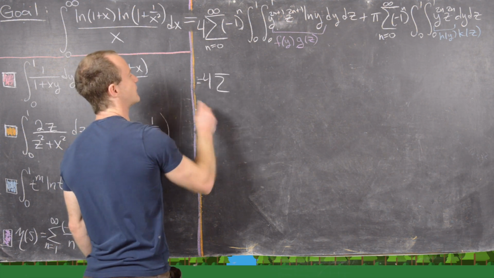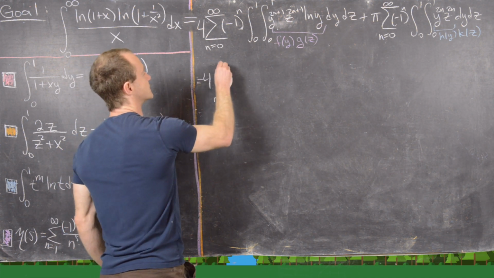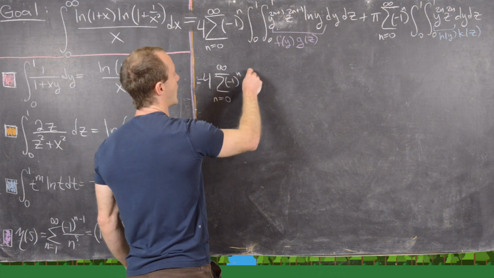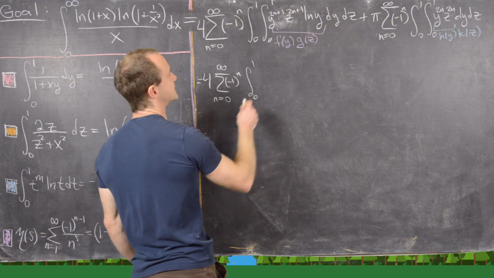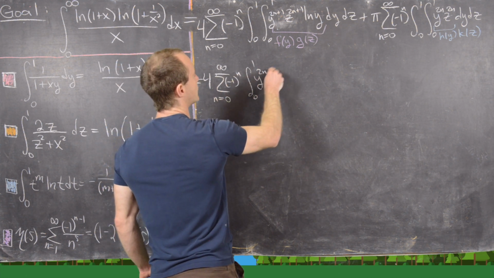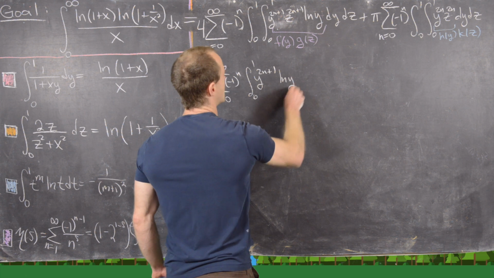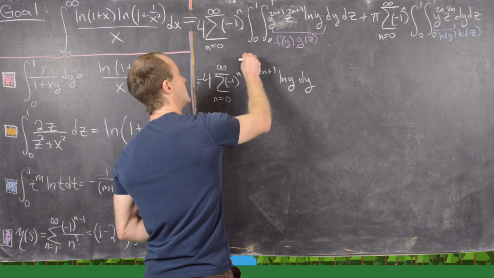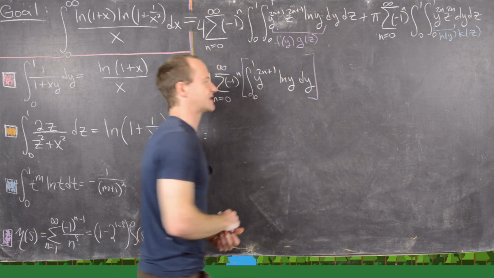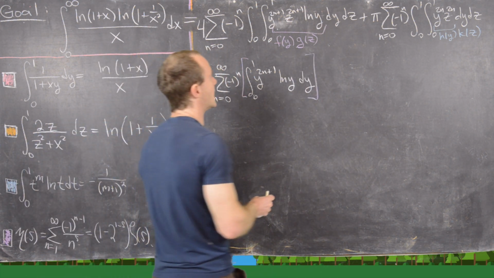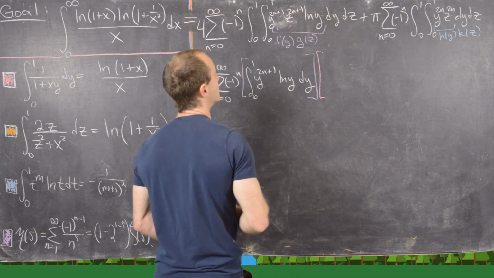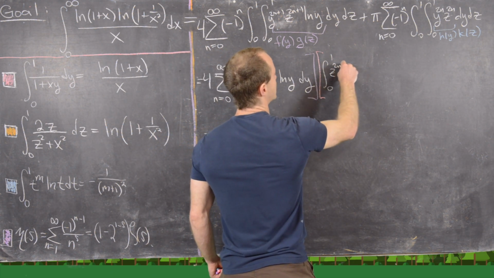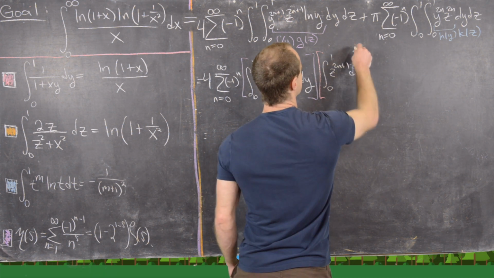This is going to give us 4 times the sum n equals 0 to infinity of minus 1 to the n. Now let's look at our y integral. That'll be the integral from 0 to 1 of y to the 2n plus 1 times natural log of y dy. Great. I'm going to put purple brackets around this. This is our y integral. And then we'll also have a z integral, which will be from 0 to 1 of z to the 2n plus 1 dz.